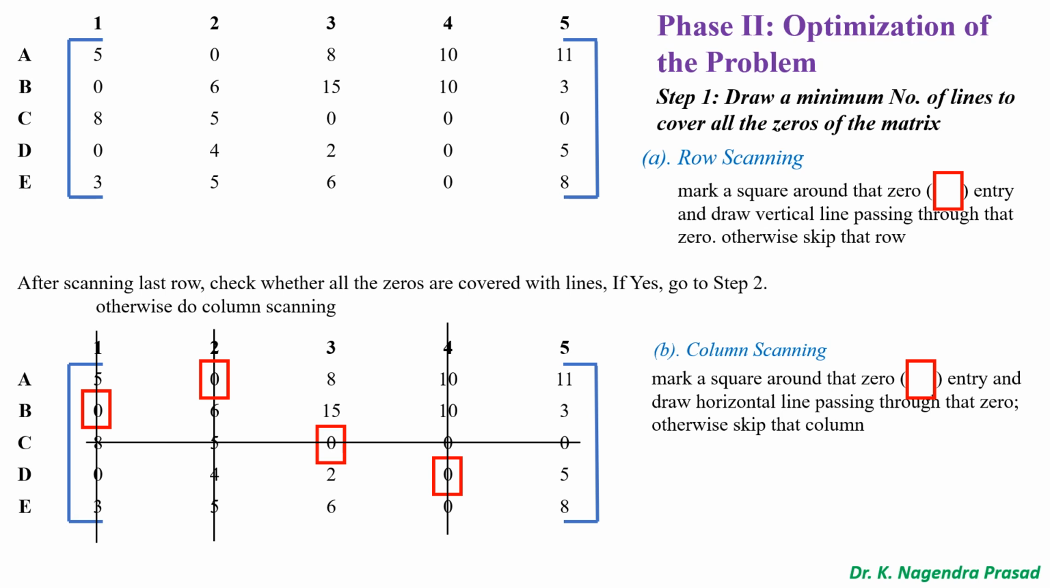And the fourth column is already removed by the row scanning. And in the fifth column, there are no zeros, so you have to skip this fifth column. After the scanning of the last column, check whether all the zeros are covered with the lines. Here, all the zeros are covered with the lines. Then you have to move to step 2.